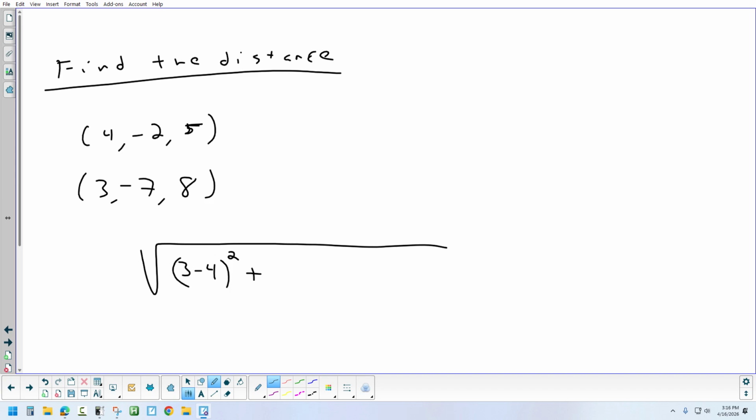And Alexis, the next calculation under the root? It would be -7 minus, in parentheses, -2 squared. So that's going to be -7, and then minus, and then in parentheses, -2, and then we square it. And then Savannah, the last one? Is it 8 minus 5 squared? 8 minus 5 squared.